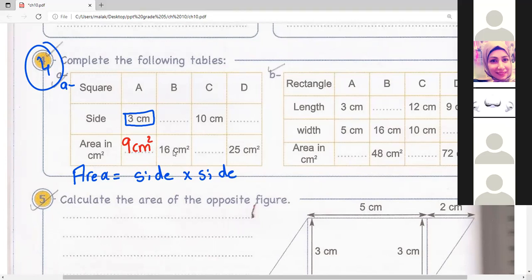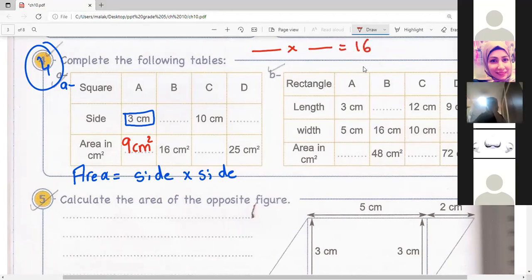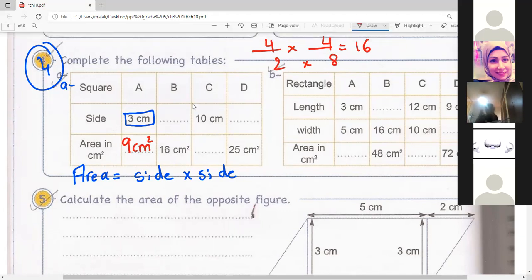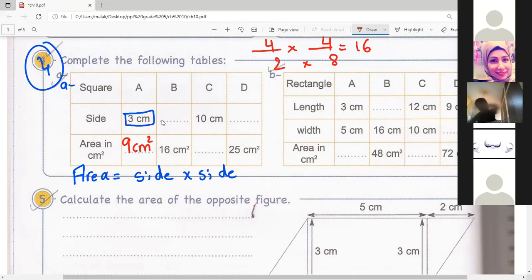I gave you the area as 16. How do we find the side? We will see which two numbers multiply to give us 16. It's 4 times 4 equals 16. Why didn't you choose 2 times 8? Because it's side times side, so the sides should be equal numbers, like each other. Excellent, they have to be equal, so the side here is 4 centimeters.